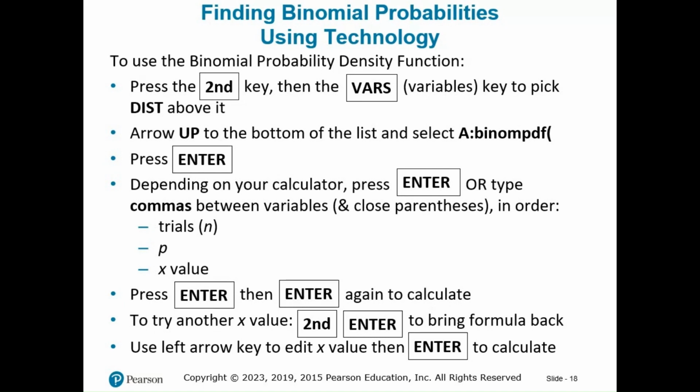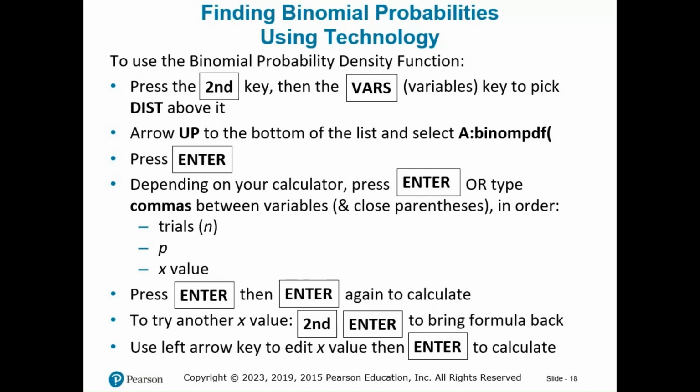Okay, so to enter a previous example, press Second, then Vars, then arrow up and select binomPDF, then Enter, then type in your variables for n, 6, p, 0.48, and x, let's do 1, and then Enter and Enter. You should get 0.109 like you did previously.